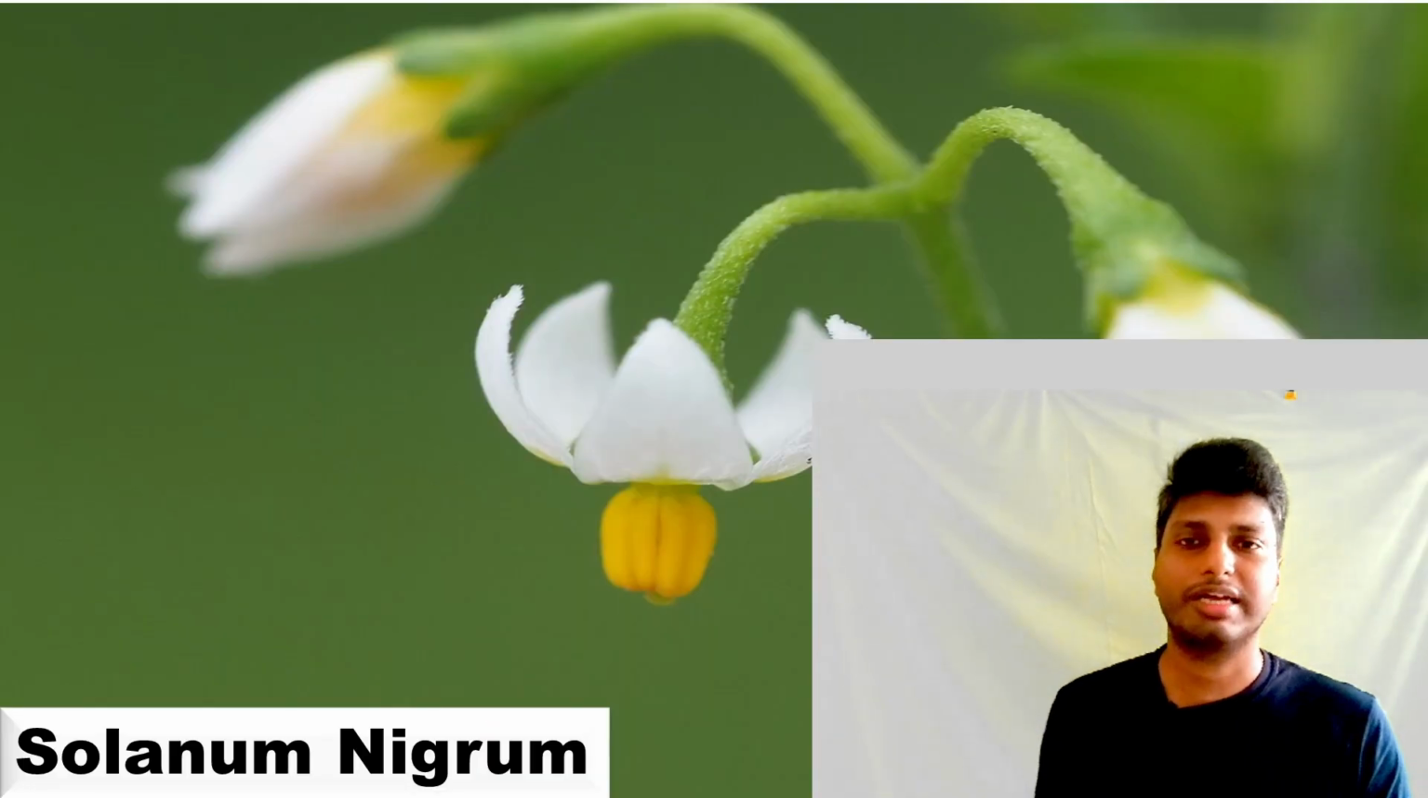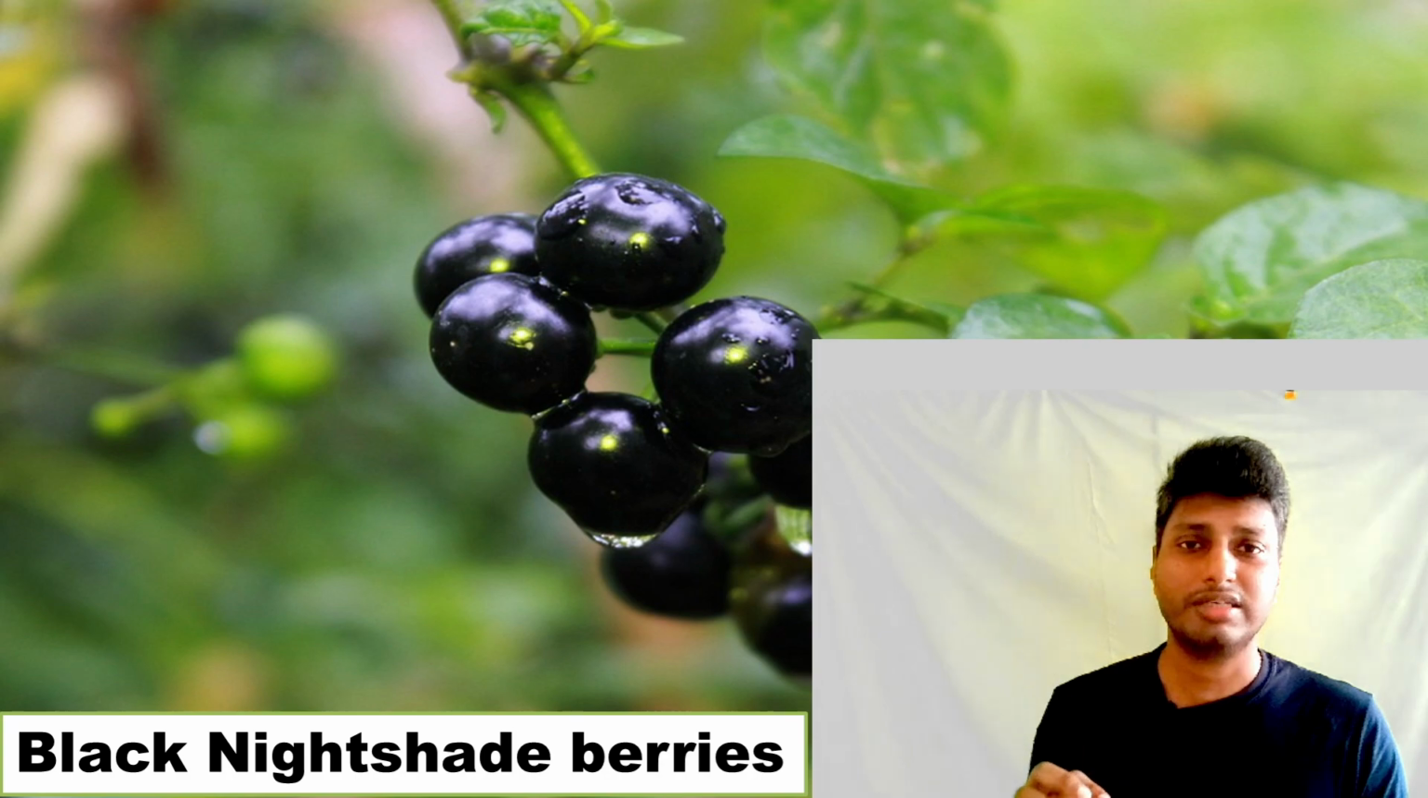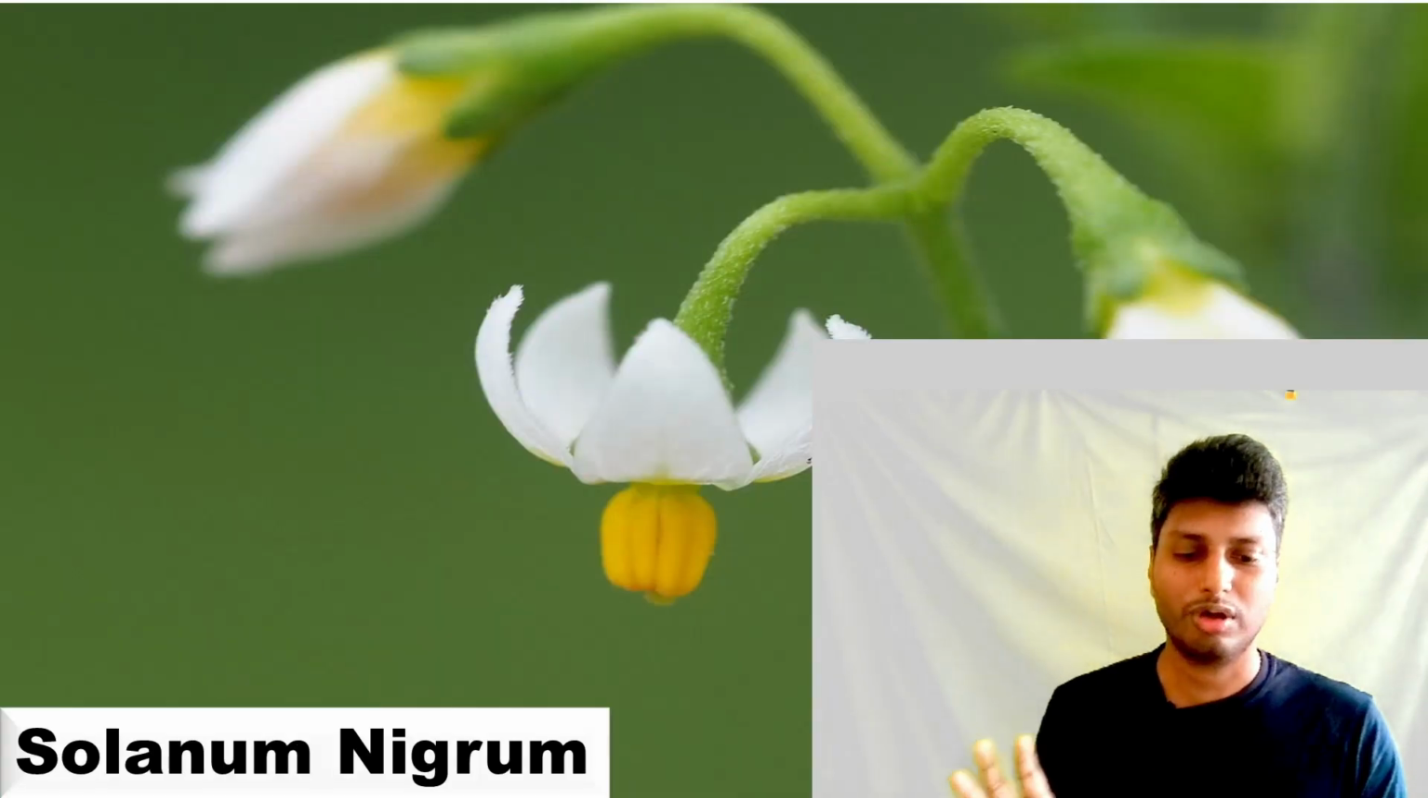And the last option is nothing but Solanum nigrum. Dear students, this is commonly known as black nightshade berries, right? The berries of these plants, let me tell you, are not edible at all. These are poisonous, dear students, and they are not used as food. So again, if you talk about this flower, it is not showing Vexillary aestivation.